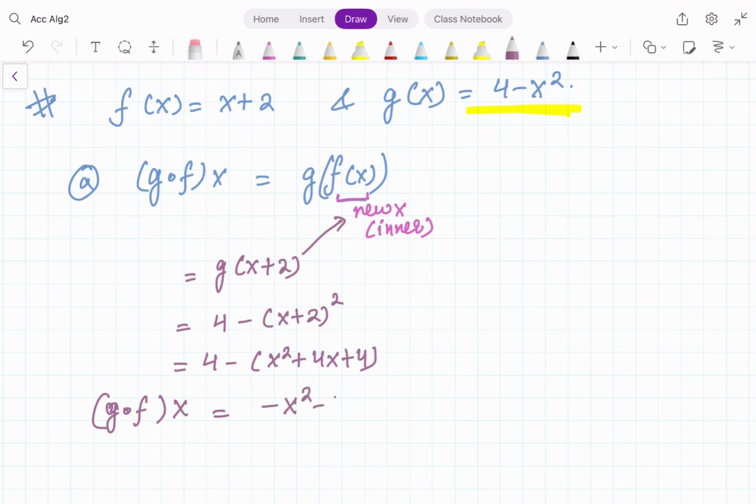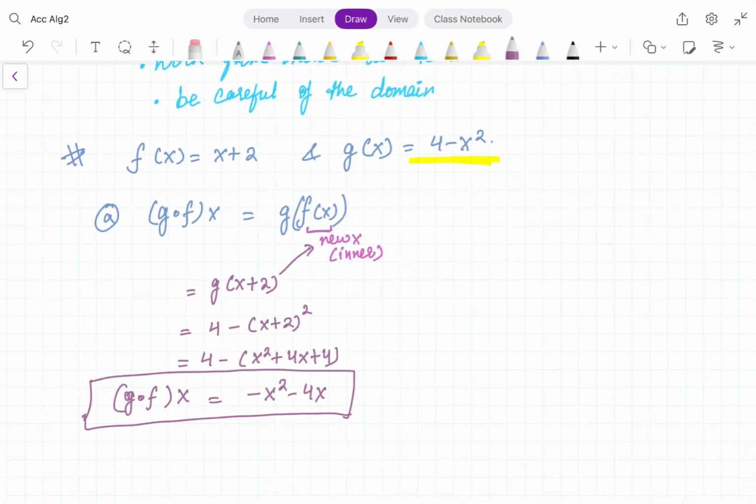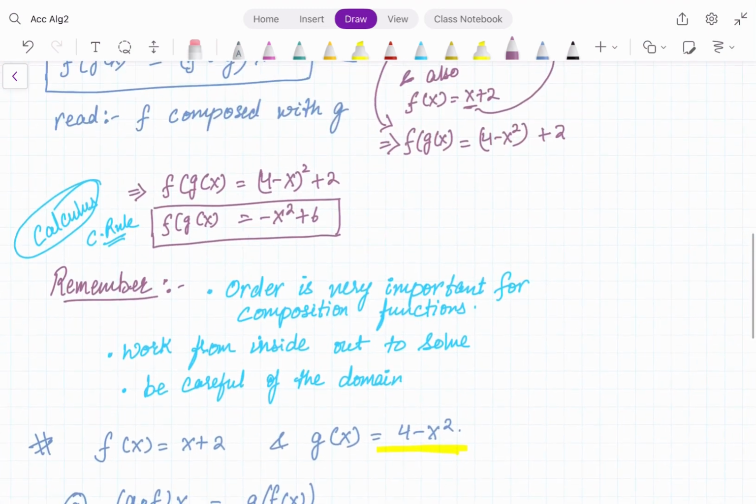And you can see from here, this answer is different from what you got previously for f composed with g. So that is why order is very important. There will be cases when both of them will be equal, but that will be discussed in unit 2.7 when we will talk about the inverse function.